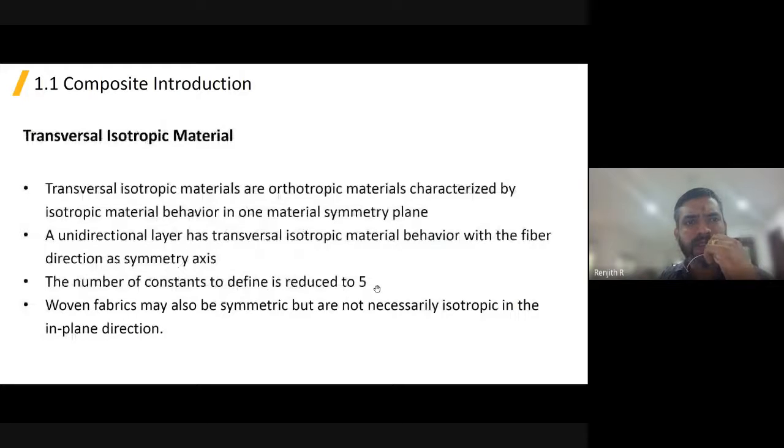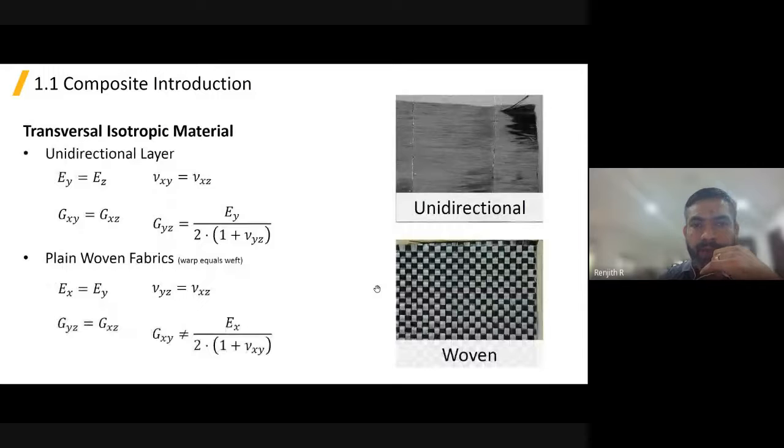And transversely isotropic material is actually a simplification of orthotropic material. If it is unidirectional, we consider Ey and Ez to be the same. And similarly, Poisson's ratio νxy and Poisson's ratio νxz are both the same.